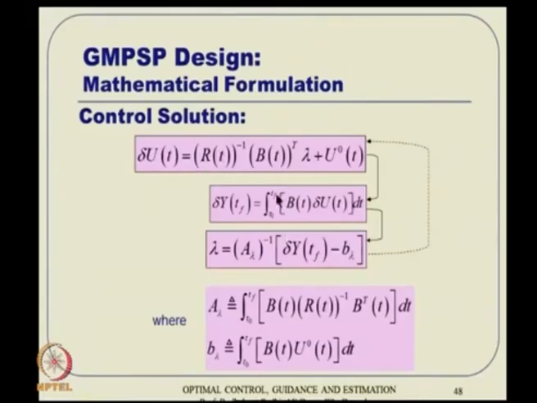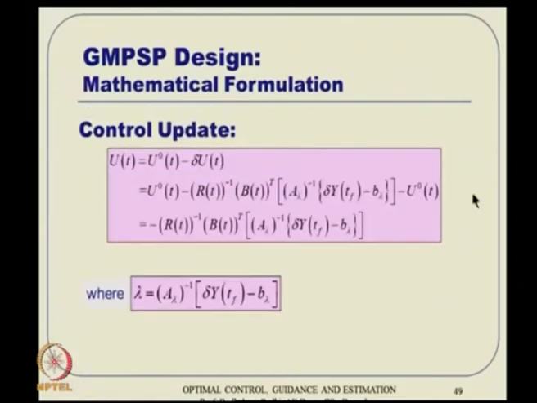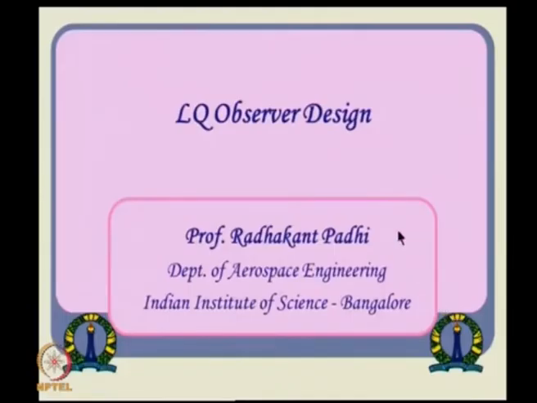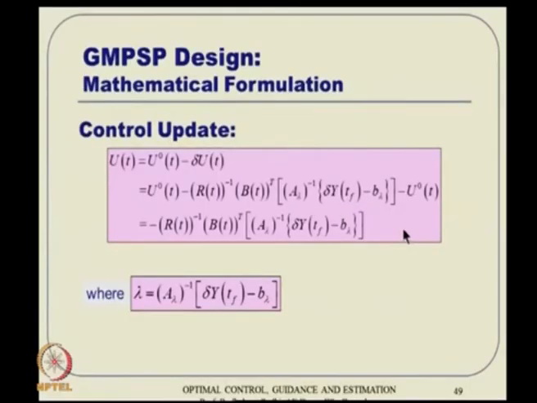So we start with this and that. You can substitute this expression and solve for lambda, then back substitute here and get this delta U actually. So the control update happens to be in this form, where lambda can be evaluated that way. Alright, so that was the generic MPSP ideas.